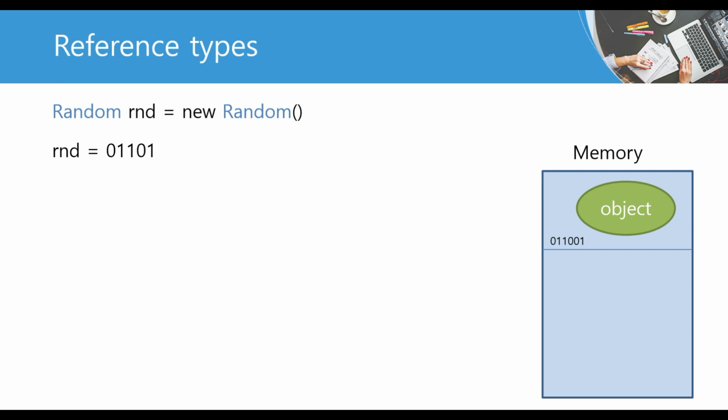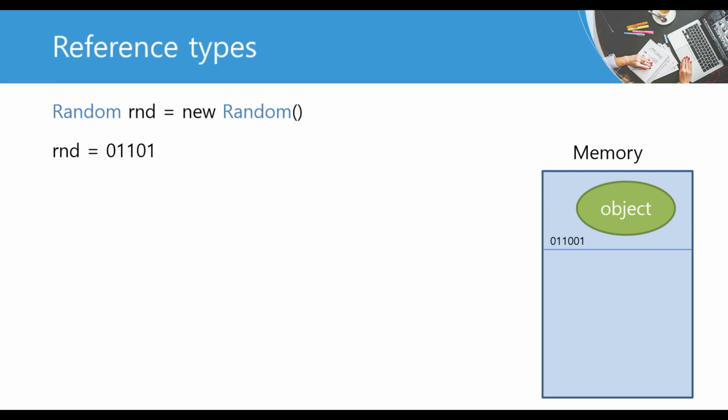Now, when we want to perform an action on rnd, it will look up the reference and then the action itself will be performed on the object that is, of course, in another memory location than the rnd variable itself.